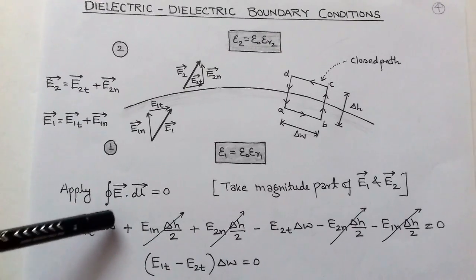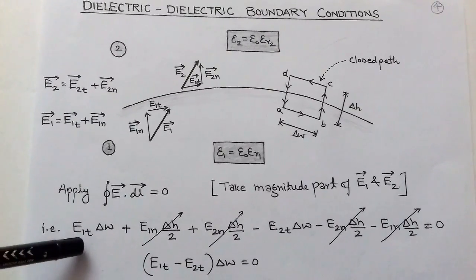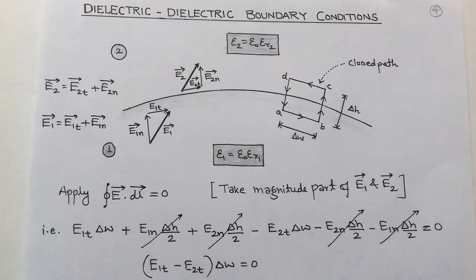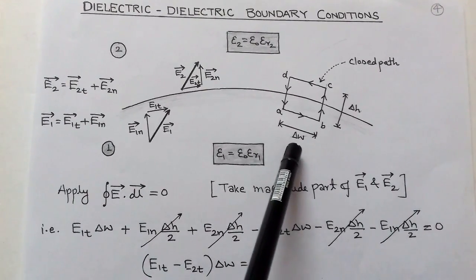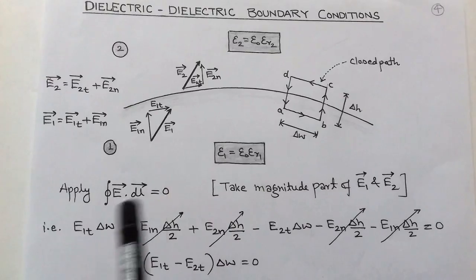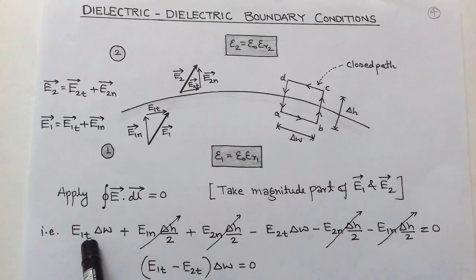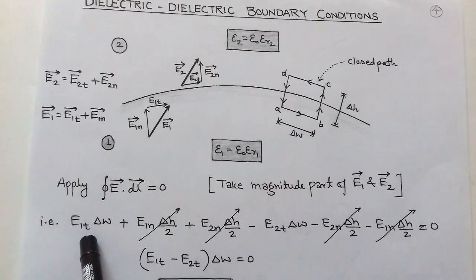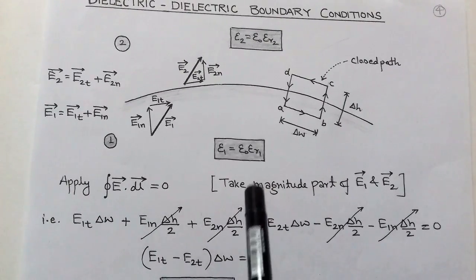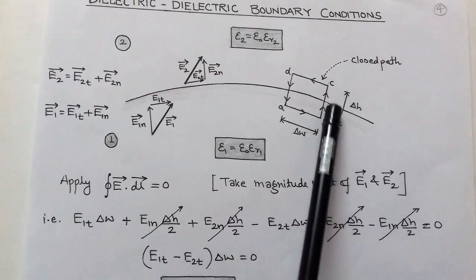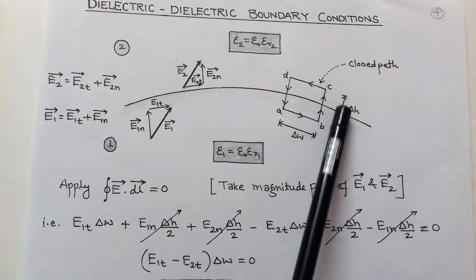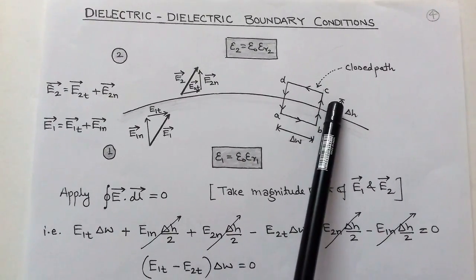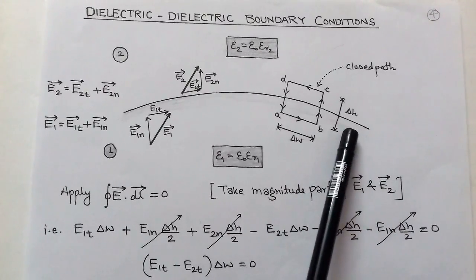So according to this Maxwell's equation, that is E dot dl. Here E is E1t and dl, that is a path distance, that is delta W. So the first path has value E1t into delta W. Similarly, the second path, that is BC path, is half within region 1 and half within region 2.